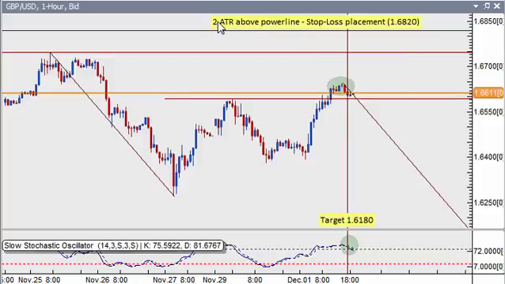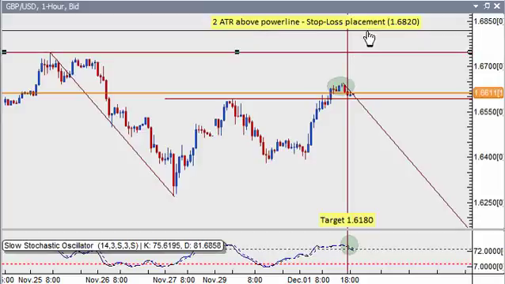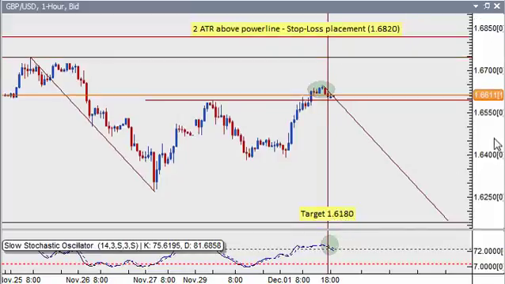We place 2 ATR above this power line, the ATR being about 30 at the moment, and that brings a stop loss placement to approximately 1.6820, and the swing target here, 1.6180. Now you see here, this is about 100. You calculate the reward to risk ratio here, and you would get about 1.77 to 1.